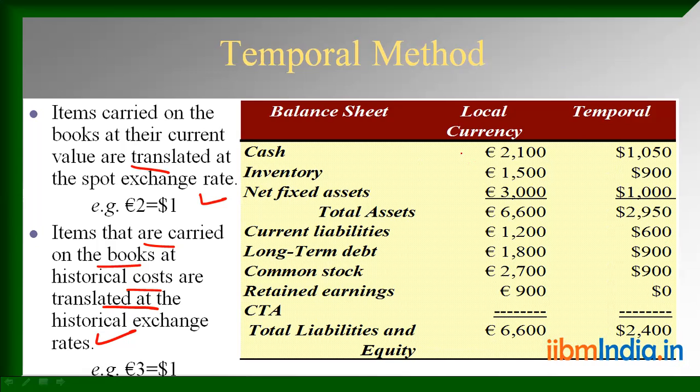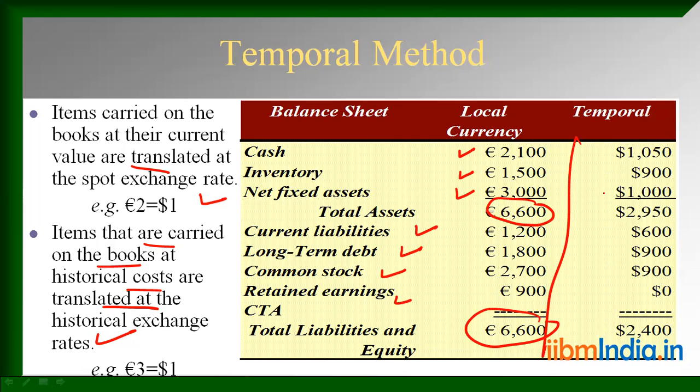Okay. So local currency cash is 2000, inventory is 1500, net fixed asset 3000. So that will become a total of 6600. Current liabilities, long-term debt, common stock, and retained earnings, that is all about 6600. Temporal: 1050 is cash, inventory is 900, net fixed asset is 1000. That will become 2950. There is a slight difference in current liabilities: 600, long-term debt is 900, common stock 900, that will become 2400.